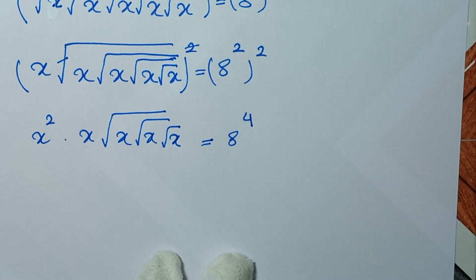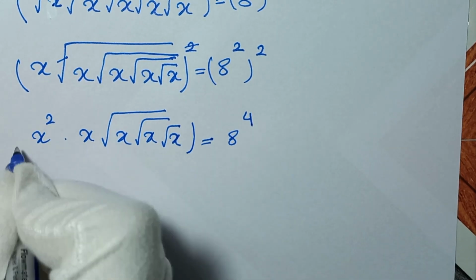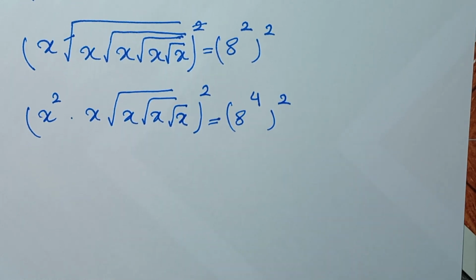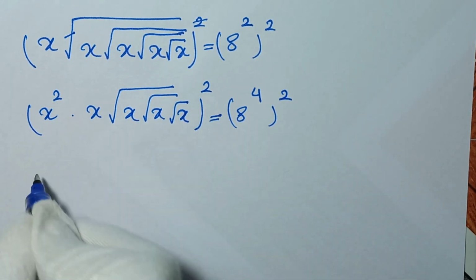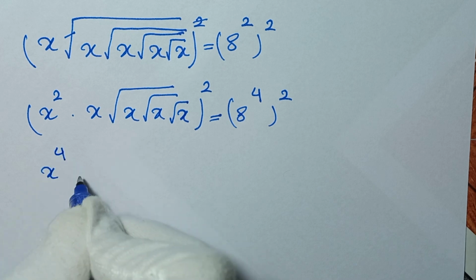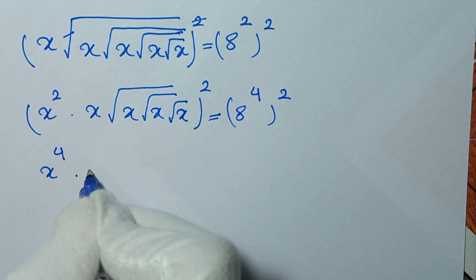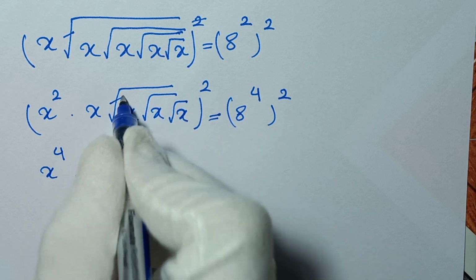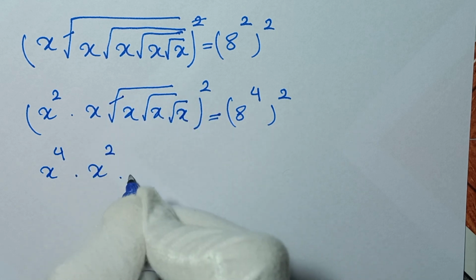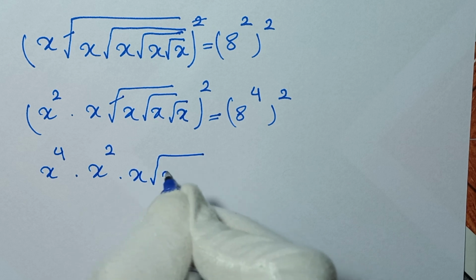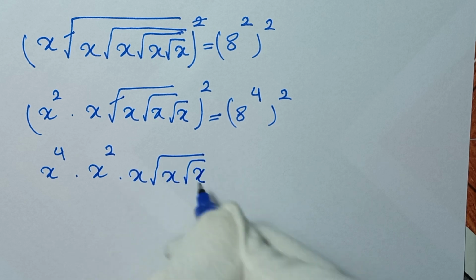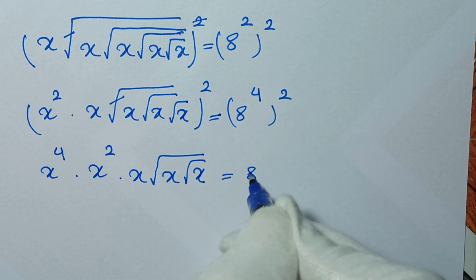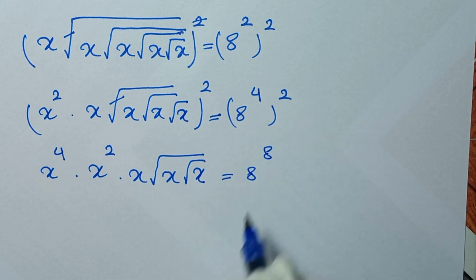And in the next step, again, we square both sides of this equation. So this to power of 2 and this to power of 2. In here, x squared to power of 2 will be x to power of 4, times x to power of 2. And this to power of 2, this square root will cancel, and it will be x times square root of x times square root of x is equal to 8 to power of 4 to power of 2, which will be 8 to power of 4 times 2, that is 8.